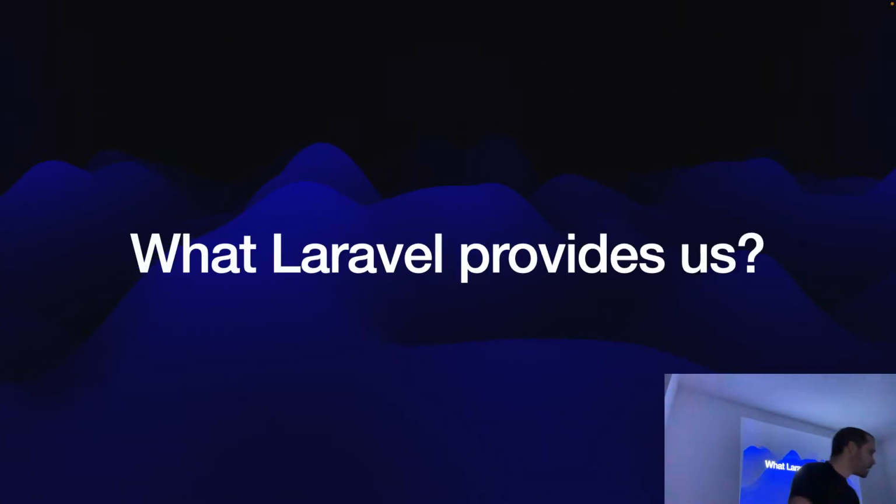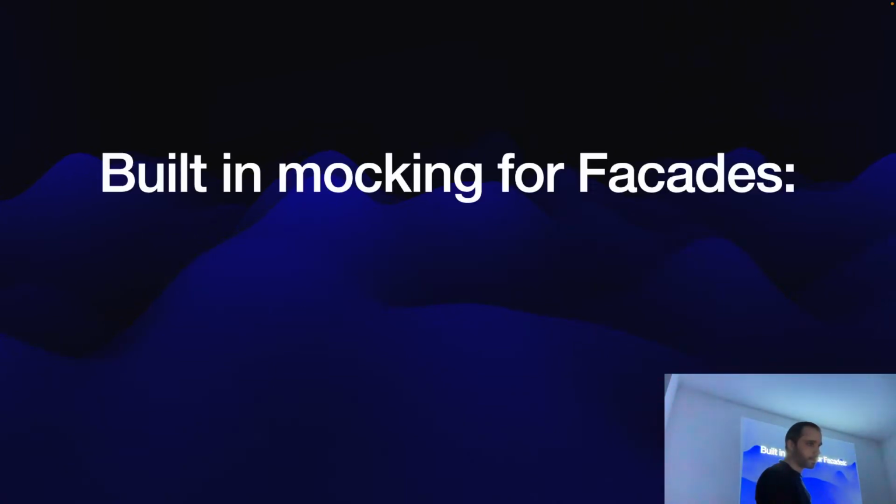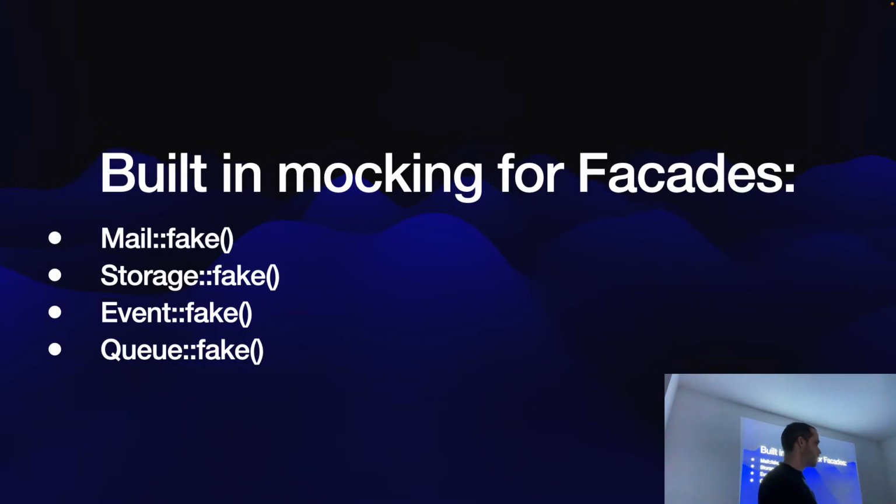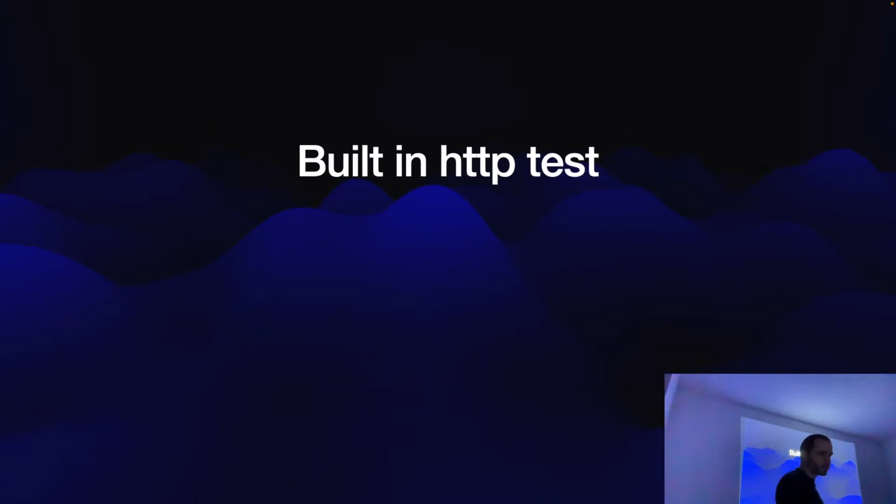But Laravel provides us additionally, but pure PHPUnit doesn't, built-in mocking for facades. For example, for mail, you can use mail fake, you can use storage fake, event fake, queue fake. So basically, you can assert that the mail is sent without actually sending them. You can assert that the file is saved to the storage, but not saving it actually. You can assert that an event is fired, but not firing the actual event.